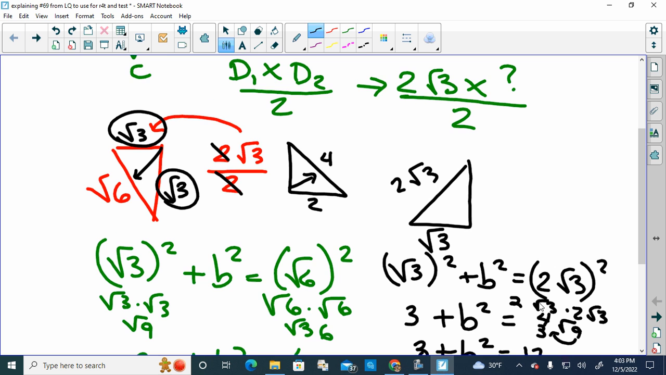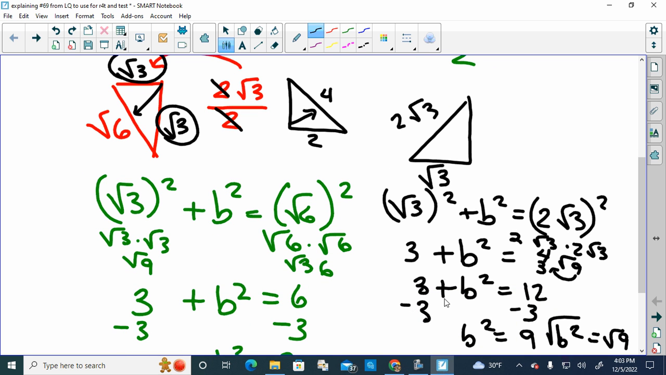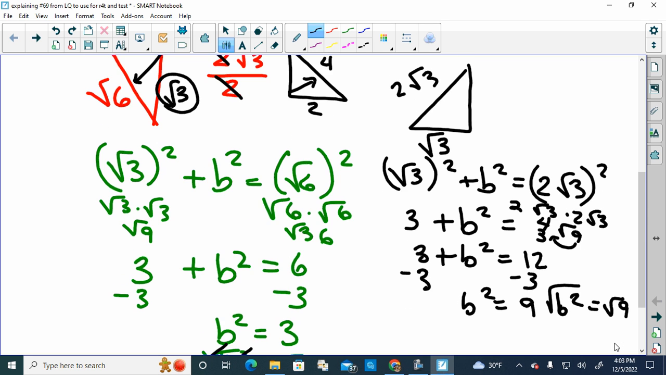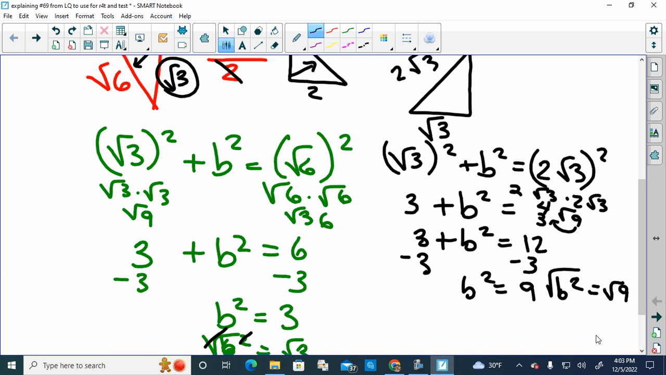Now I have 3 plus b squared equals 12. We're doing the same thing that we did over here. I've got to subtract my 3 over. So I have b squared equals 9. Take the square root of this side, square root of this side. This is actually a perfect square. The square root of 9 is 3. So that means my b is 3, because you can take the square root of that perfectly. Where over here we have a square root of 3, and that's not a perfect square.